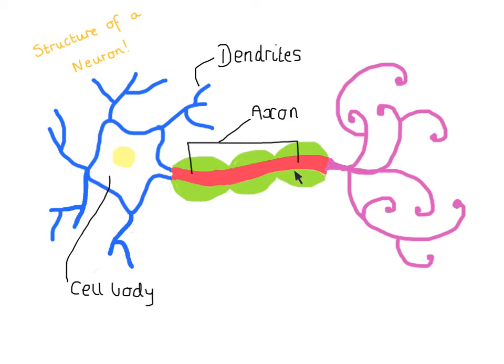This is the axon, which is what the electrical signal travels down. This is called an action potential. So if the threshold is met, an action potential occurs.